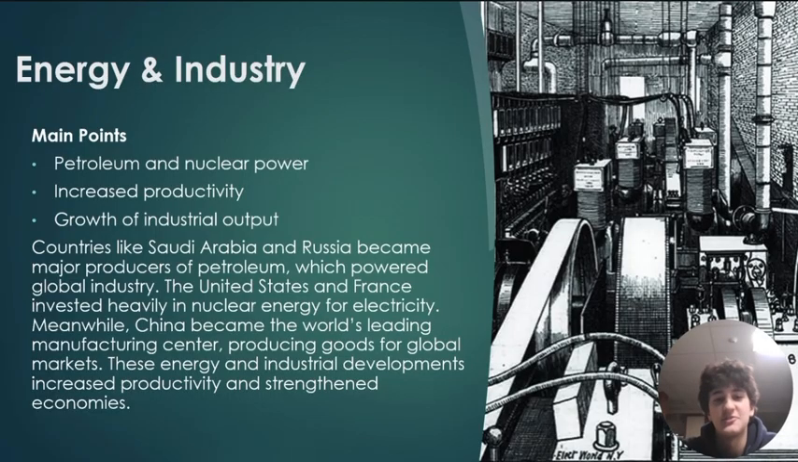Is energy and industry. Some main points are petroleum and nuclear power, increased productivity, and growth of industrial output, which were very important. Countries like Saudi Arabia and Russia became major producers of petroleum, which powered global industry. The United States and France invested heavily in nuclear energy for electricity.